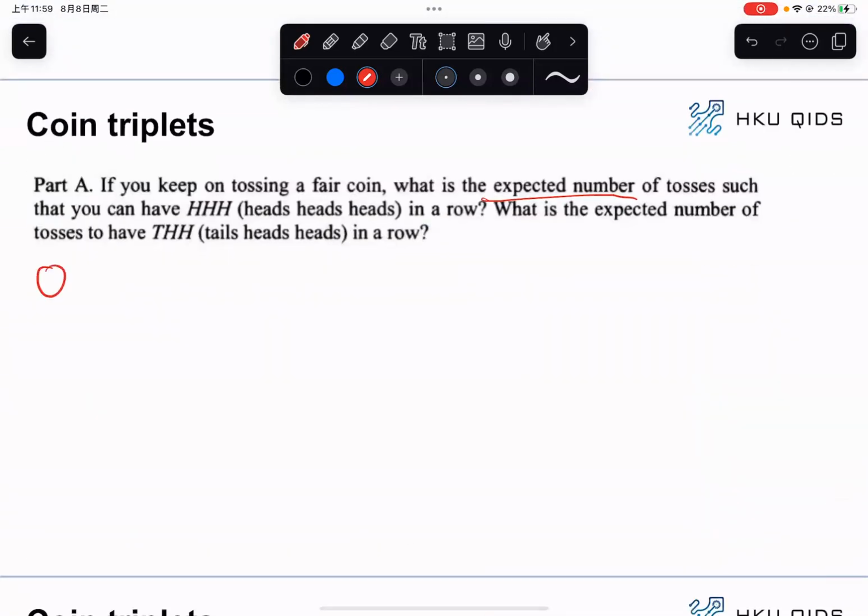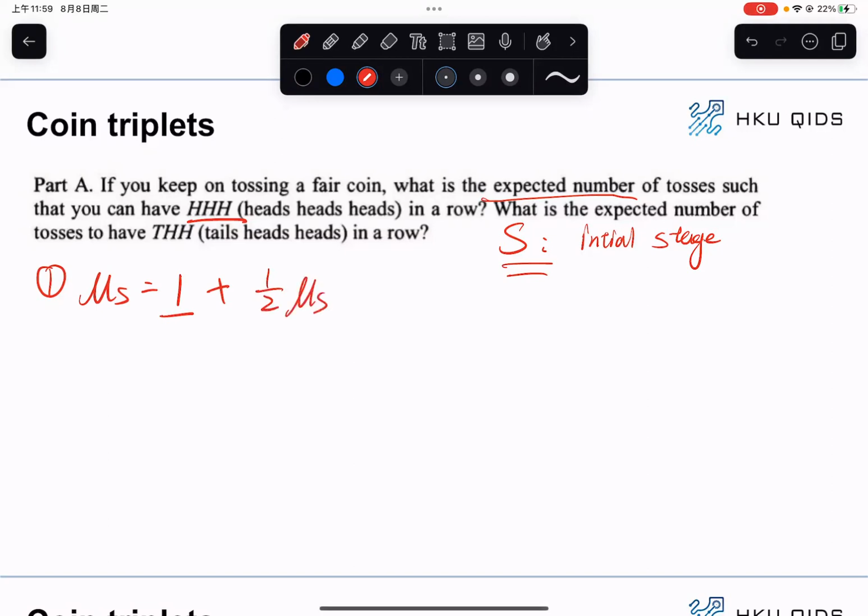So let's first find triple heads. For the triple heads, we also define the S as the initial state, okay? I'm not going to repeat this again. We just use S as the initial state. So for US, it is going to be 1. First, we write 1, okay? 1 plus 1 over 2, and it will be reduced to US if they toss the tail, and plus 1 over 2 to have UH, right? The first head.